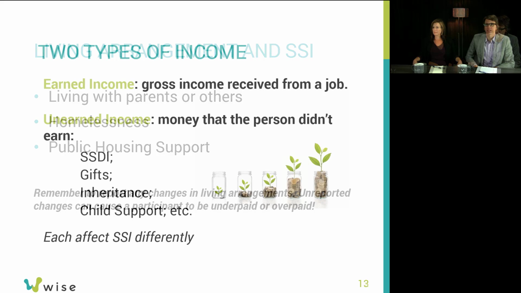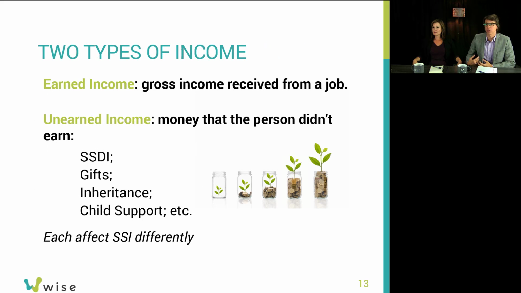Right. So as we discussed earlier, there's two types of income that Social Security looks at. There's earned income, and that's gross income received from a job, and there's unearned income, and that's money that the person doesn't earn. Let's talk a little bit about that earned income piece. So first of all, we're talking about gross income.